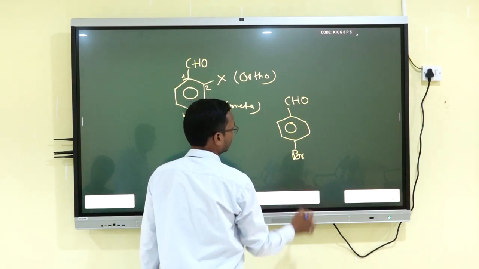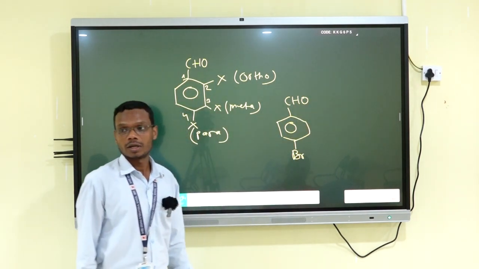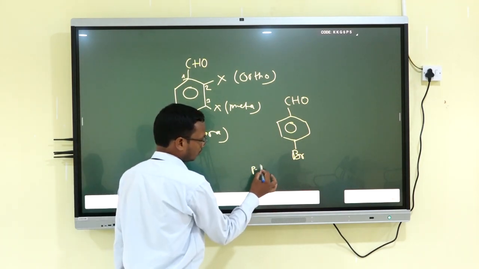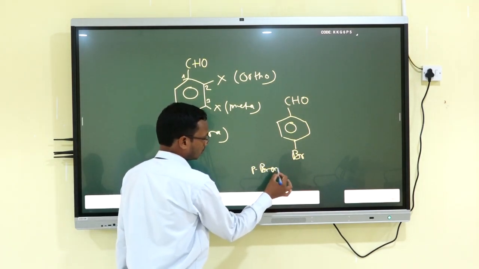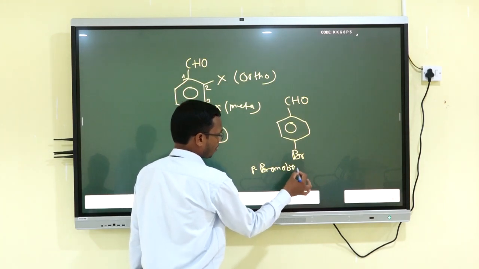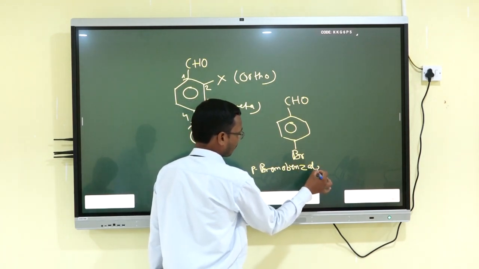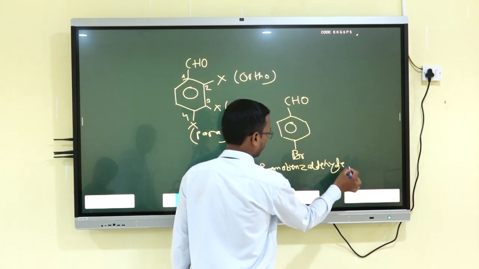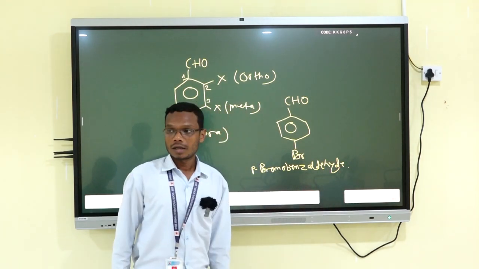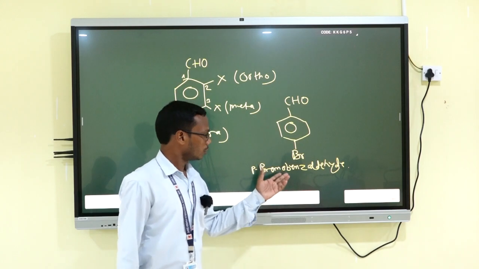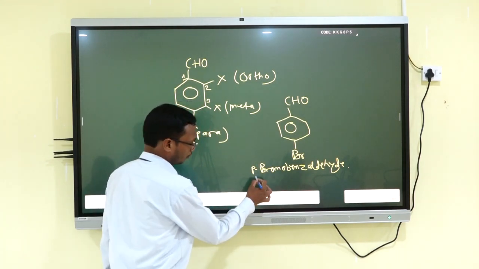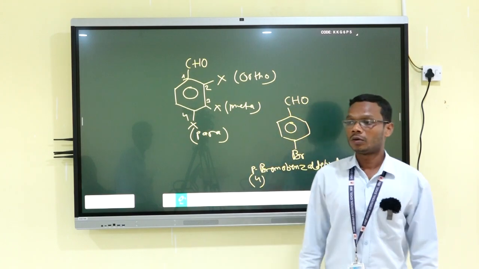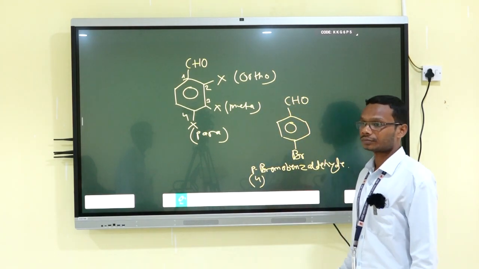Okay. So in this way, if you name another compound, CHO, Br, then what is the name? P-bromobenzaldehyde, because it is the para position. P-bromobenzaldehyde or 4-bromobenzaldehyde. So it is the basic nomenclature of aldehyde.